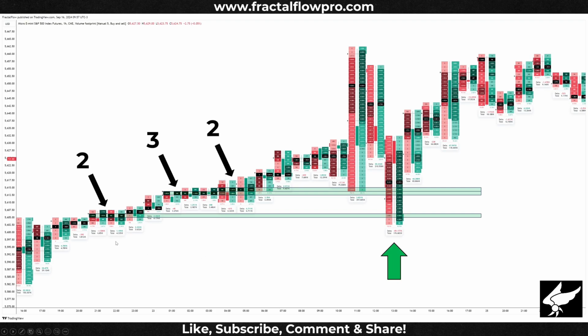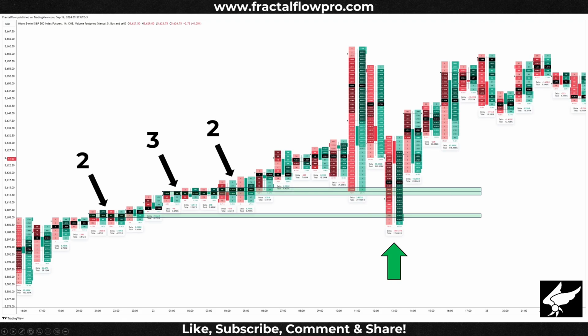In this image, you can see an example of that. We can see three different price levels with multiple high volume nodes. The first has 2, the second has 3, and the third has 2. We see price returning to this high volume area later and then resuming the movement to the upside.